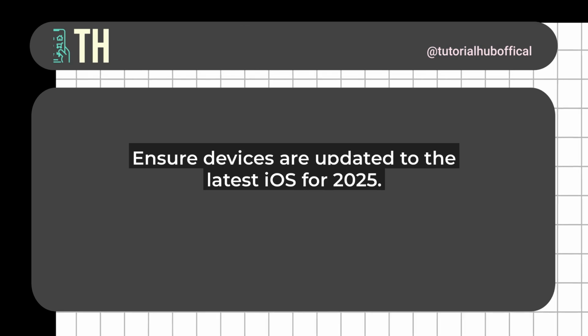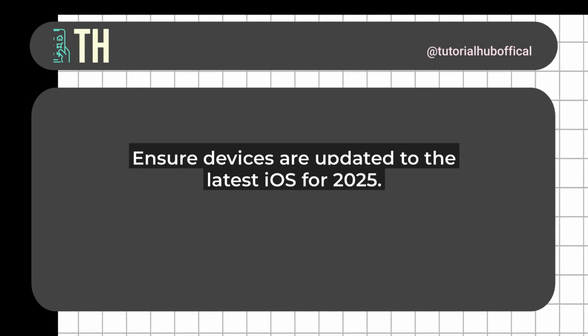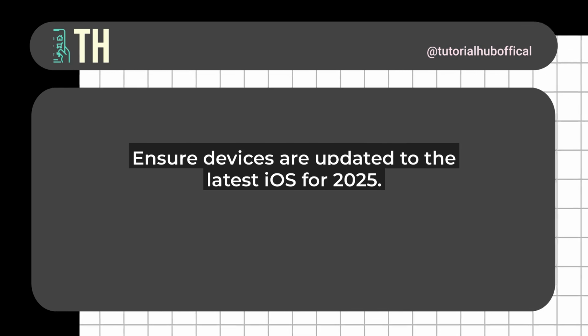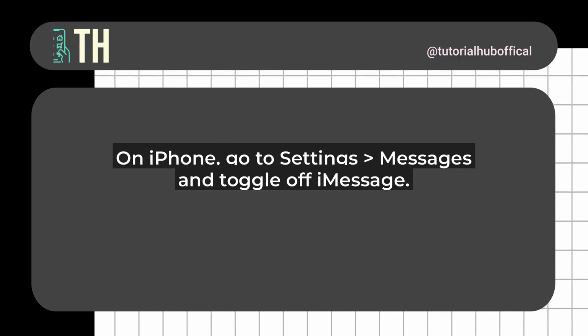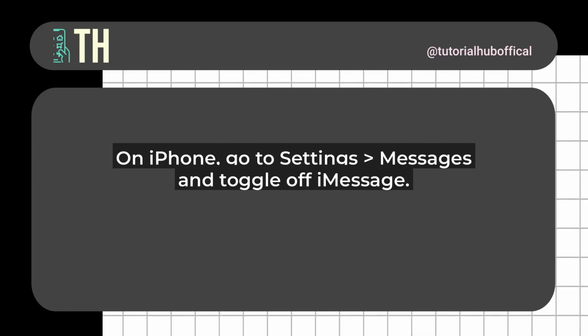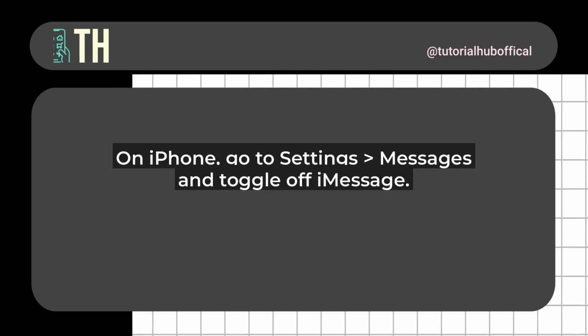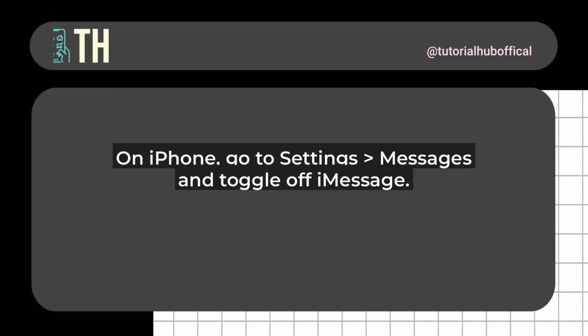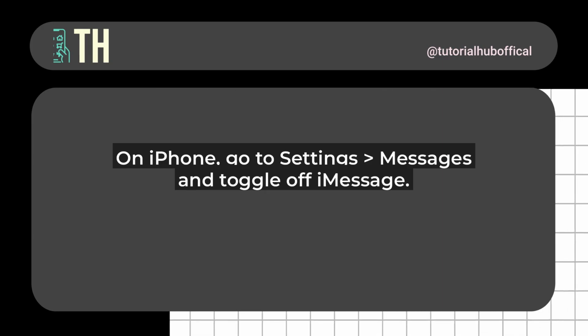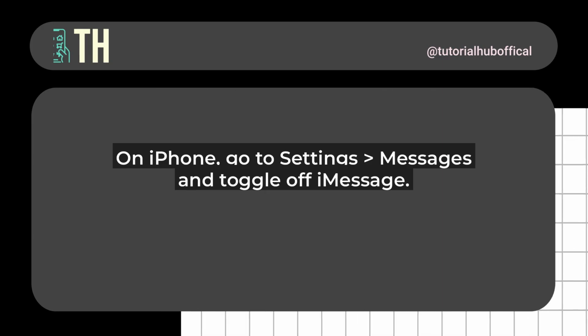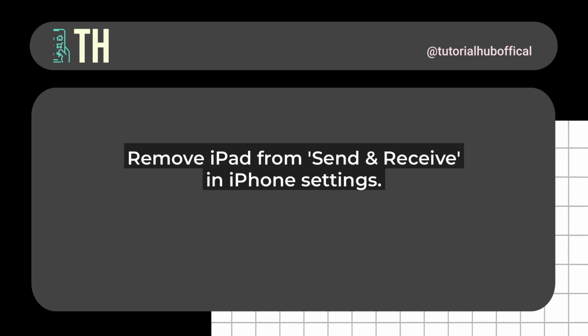First things first, make sure both your iPhone and iPad are updated to the latest iOS version. Apple often tweaks settings with each update, so you're good to go for 2025. Start on your iPhone, as it's usually the primary device for messages. Open the Settings app, then scroll down and tap on Messages. Here, you'll see an option for iMessage. Toggle it off if you want to completely stop syncing.